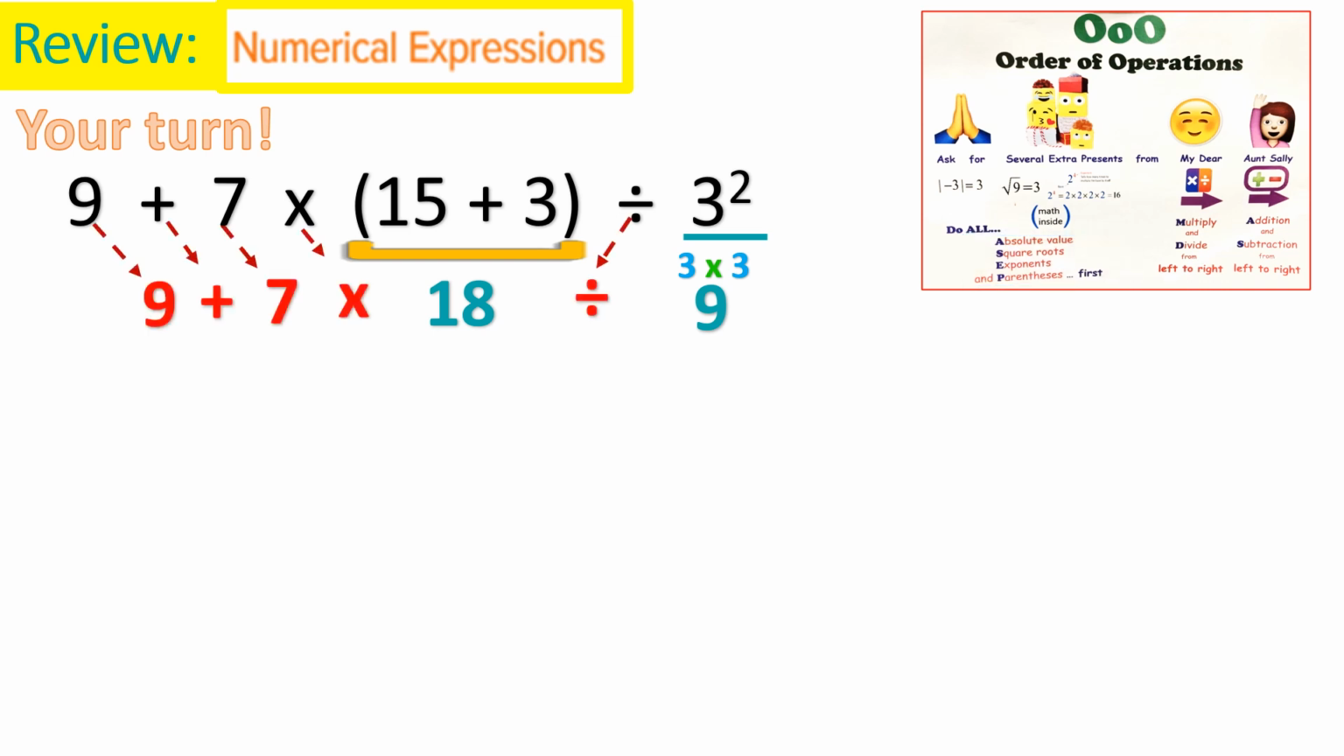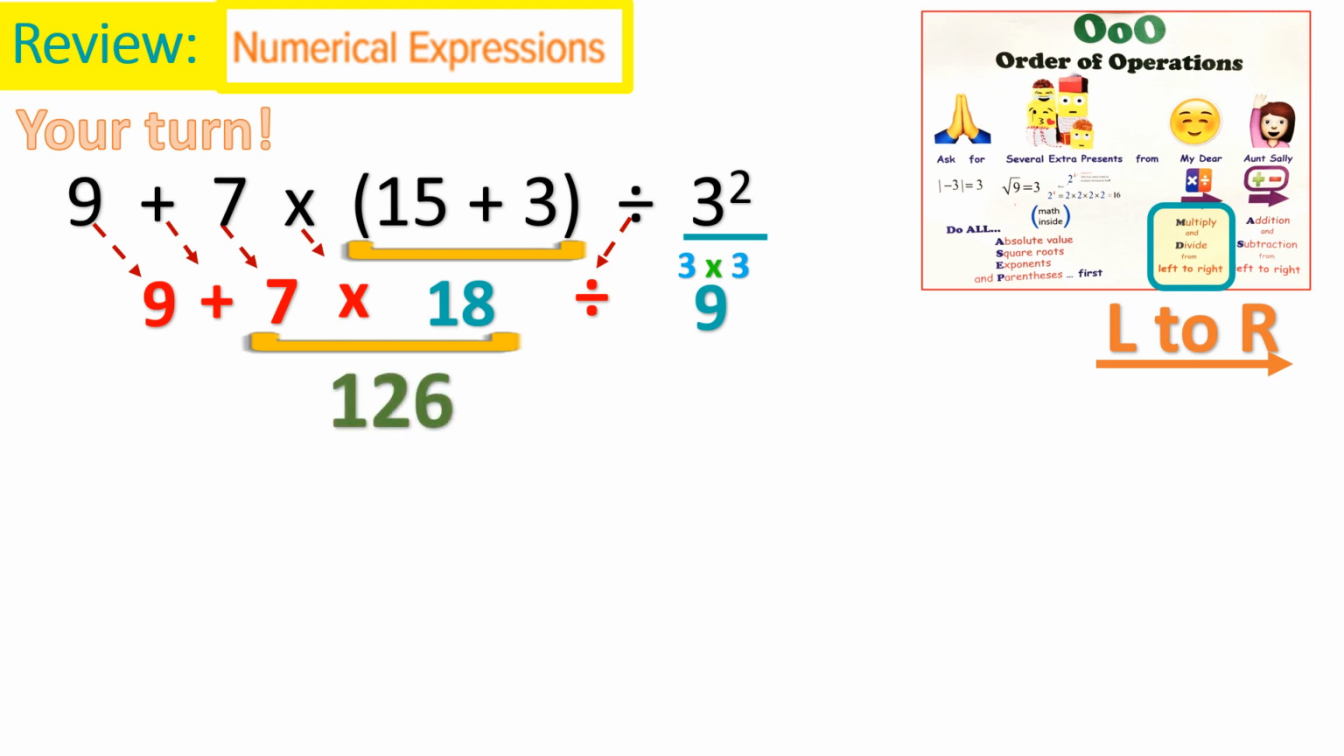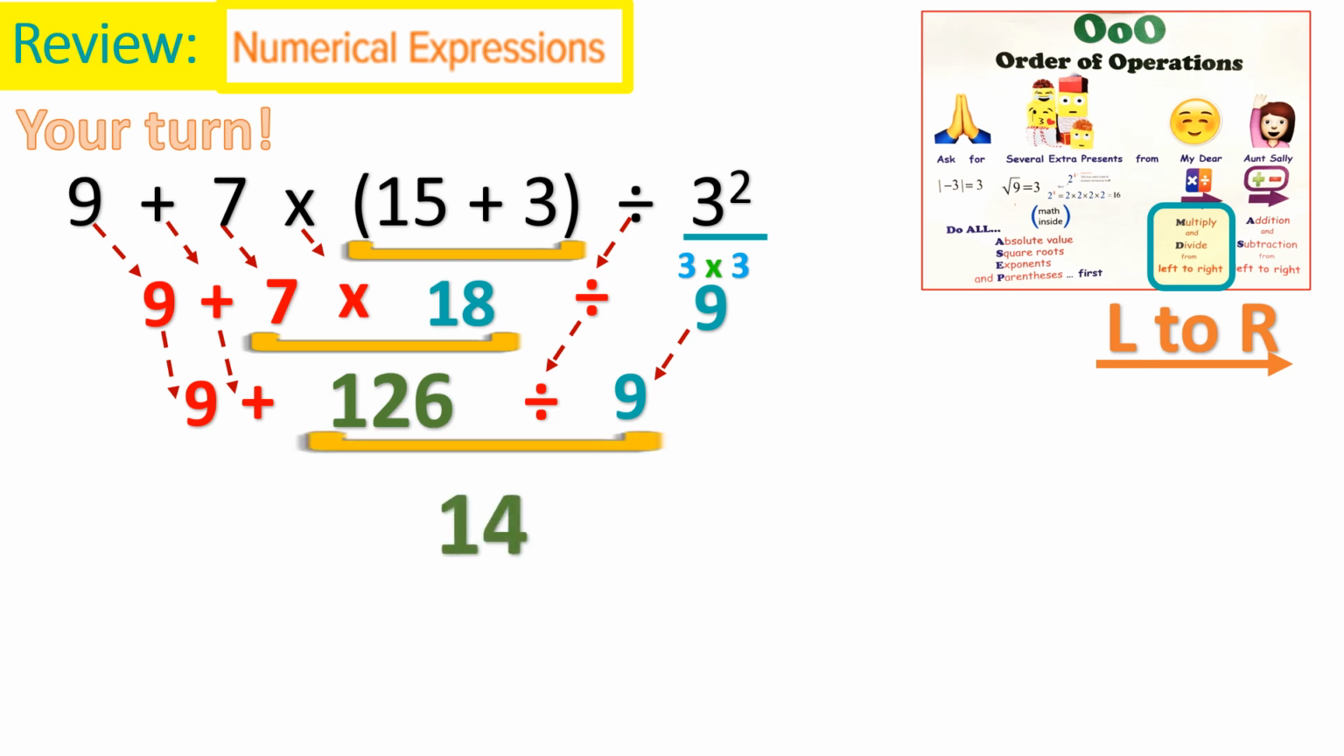And then you brought everything else down, right? So you kept your 9 plus 7 times, and then you dropped down your division, and then you thought, all right, so now I have to do multiplication and division from left to right. So you had to start with 7 times 18. 7 times 18 is 126. Then you brought everything else down. You take 126 divided by 9. Why did you do that one next? Because we're still doing multiplication and division from left to right. So 126 divided by 9 is 14.